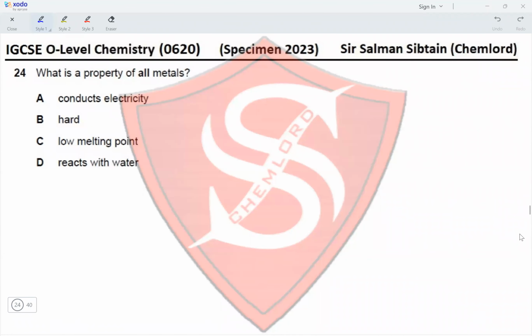Question 24. What is the property of all metals? So all metals conduct electricity. Yes. All metals are hard. No. Group 1 metals are soft. Have low melting points? No. Low melting points are found only in group 1 metals. All the others have high melting points.